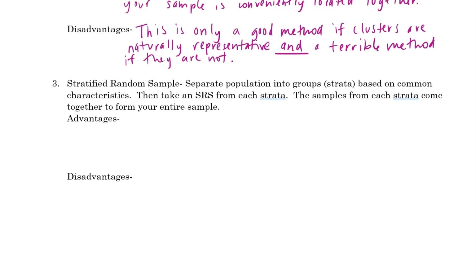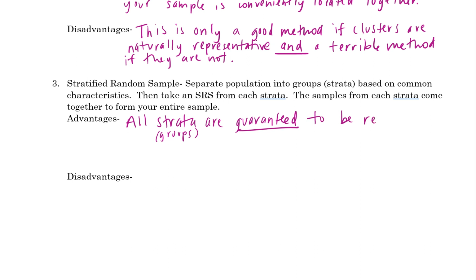And then finally, we have the stratified sample. The stratified sample is a really great sample because we're splitting the entire population up into groups, and then we're picking people for the sample or things from the sample from each group. So we are guaranteeing that every single one of our groups are going to be represented. And that is awesome. That's a huge advantage. So all strata, that's our groups, are guaranteed to be represented in this method. In no other method are you guaranteeing that every group is going to be represented.